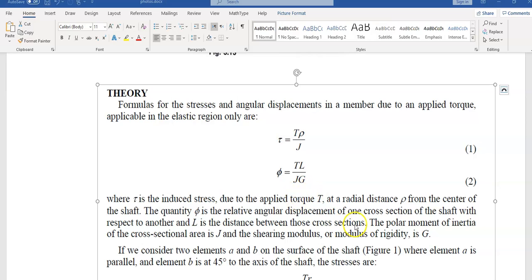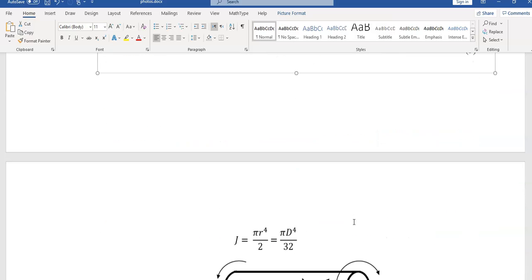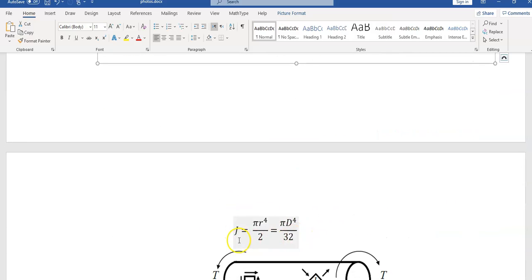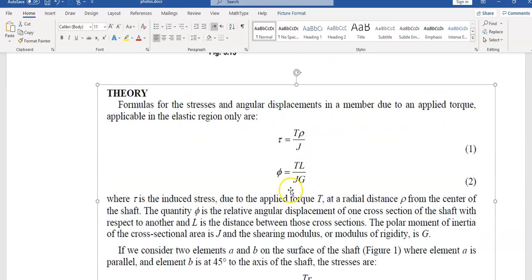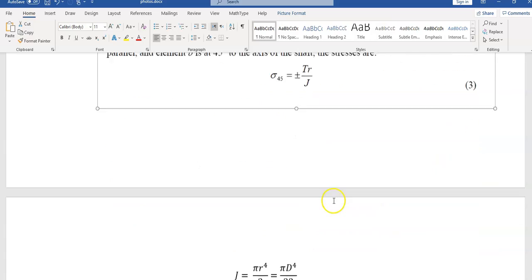For cylindrical materials, we have this formula for J. And then from this equation, you can calculate G. You need to plot the angle of rotation with respect to torque at different torques, and then the slope would give you the shear modulus. So shear modulus can be calculated here.